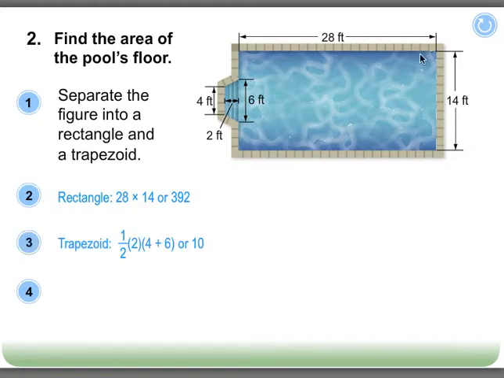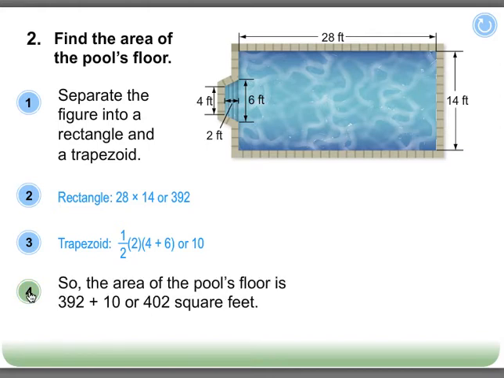Okay, the rectangle is 28 by 14. It's 392 because 28 times 14 is 392. So the trapezoid is 1/2 of 4 plus 6 times 2, right? Because we add base 1 and base 2 and we multiply it, okay? And so we get 10. So the area of the pool's floor is 392 plus 10, or 402 square feet.